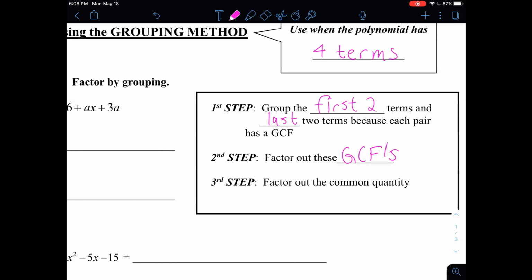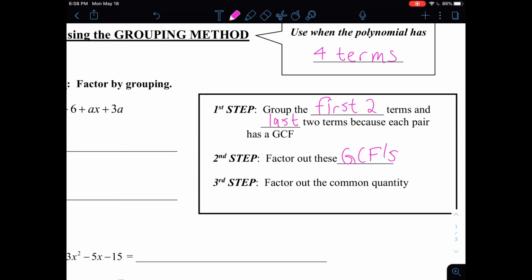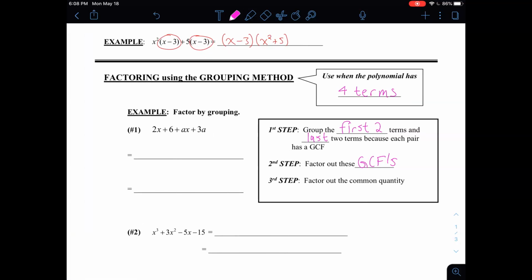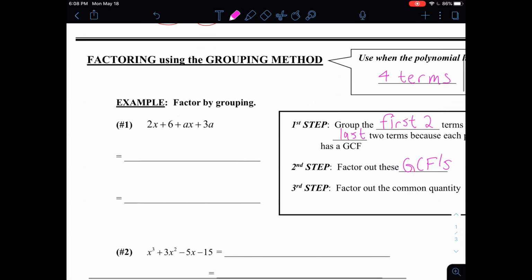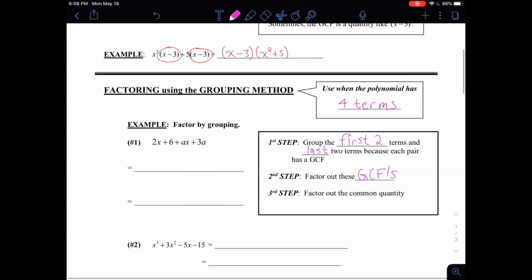It says factor out the common quantity. All right. So let's go ahead and do this first one together. I'll give you guys time to write that down.